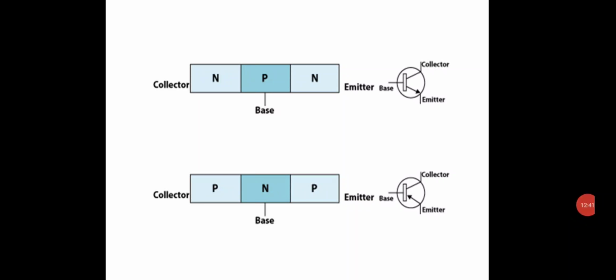Common base configuration has voltage gain but no current gain. In common base configuration, voltage gain is present but current gain is not present. Common emitter configuration, both current and voltage gain are present. Common collector configuration has current gain but no voltage gain.